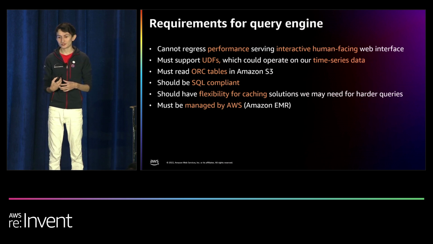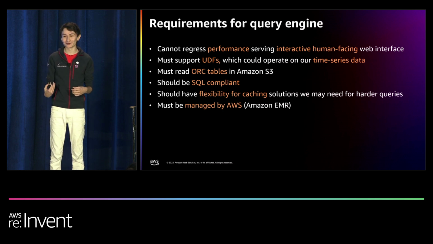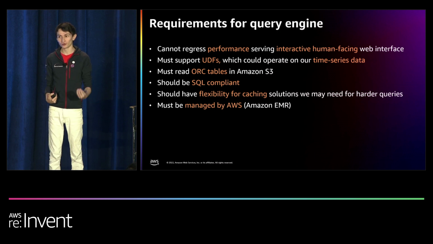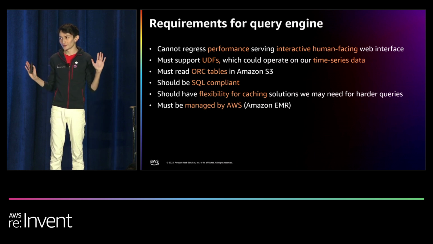We also wanted this soft requirement of flexibility for caching because there's a magic physics problem here of actually crunching the numbers well enough. You're probably going to need caching. You're probably not going to be able to just depend on all of the work happening every time someone loads a page. So we want some flexibility in case we need to pull those levers. And we don't want to manage our own servers, so EMR is the name of the game. Amazon EMR.